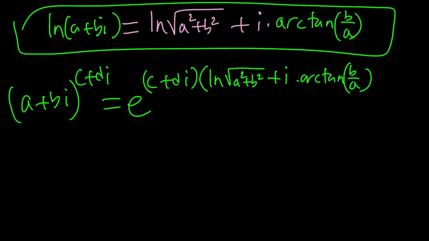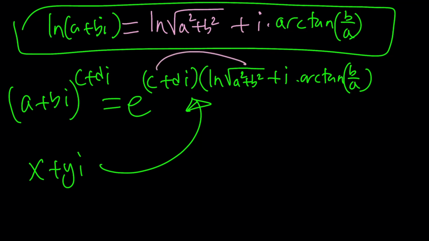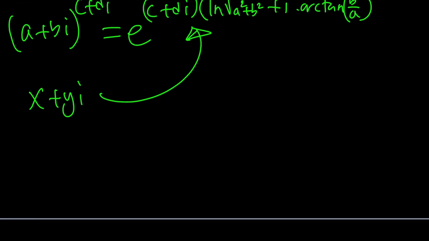Anyways, so this is the answer, and notice that this is equal to x plus yi. So what I need from here is the real part and the imaginary part. That's an exponential. I kind of have to split it up into two pieces, but before that, I need to distribute. Let's go ahead and distribute this. And when you distribute, can I tell you what you're going to get at the end? Let me go ahead and show you.